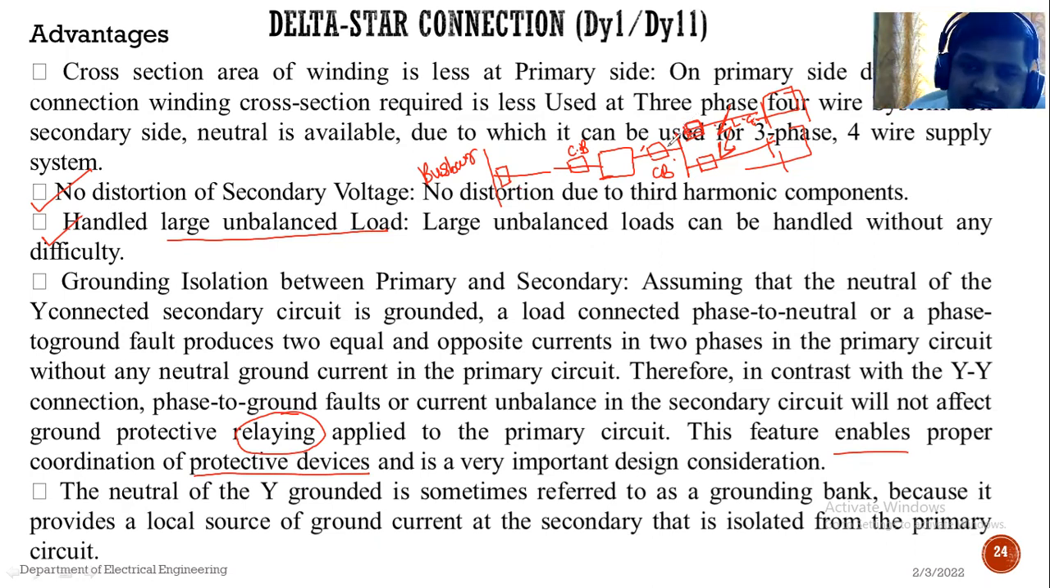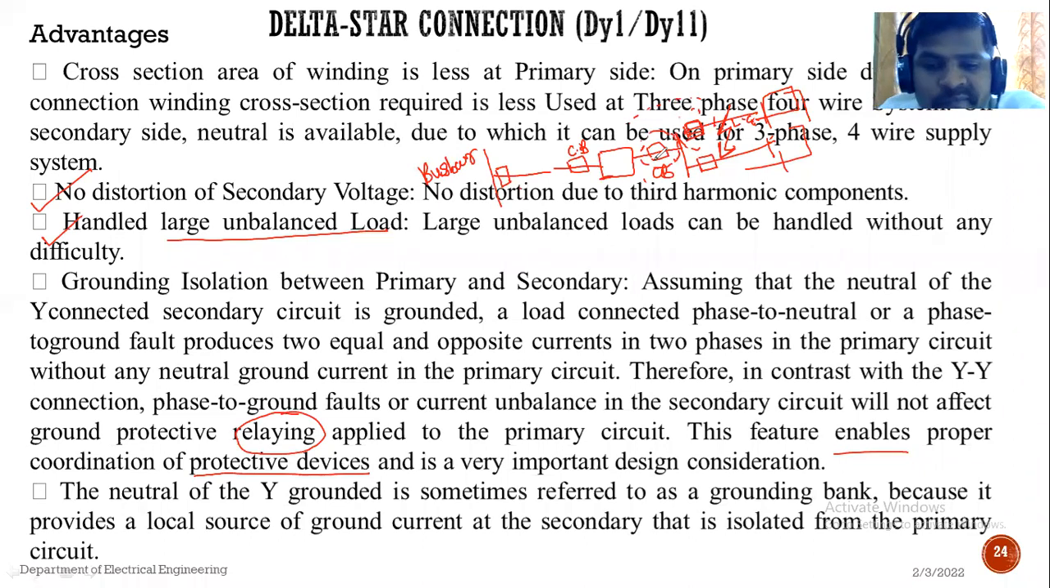If this circuit breaker fails to operate, then some backup circuit breaker can be used. So this circuit breaker will trip the circuit and avoid the damage, or it will isolate the faulty part from the healthy part.